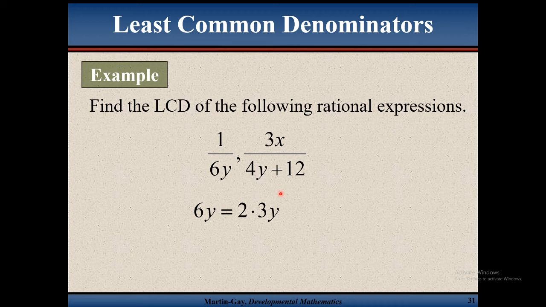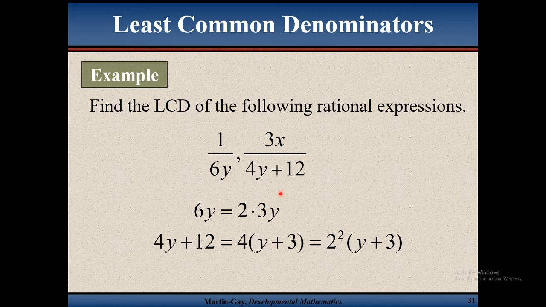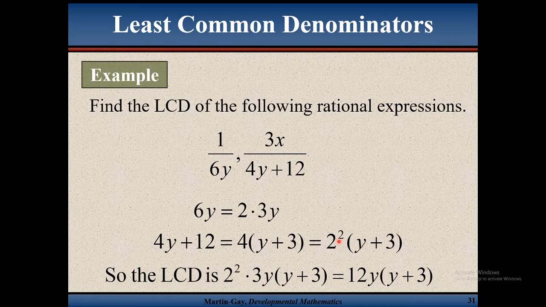In 6y, the factors are 2, 3, and y. In 4y plus 12, the factors are 4 and y plus 3, making it 2 squared and y plus 3. So you can see here that 2 is common, right? So the LCD is 2 squared times 3y times y plus 3, or 12y times y plus 3.